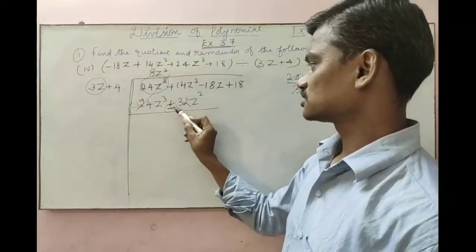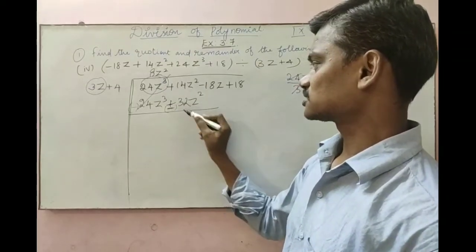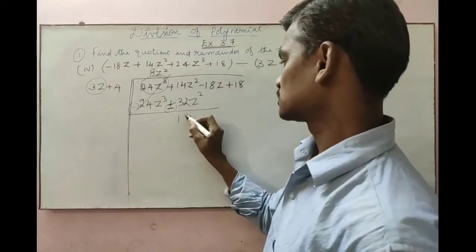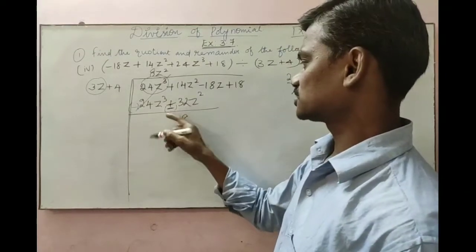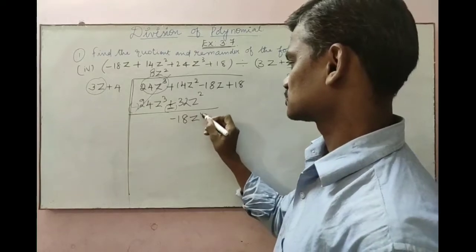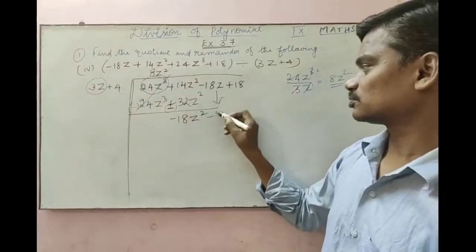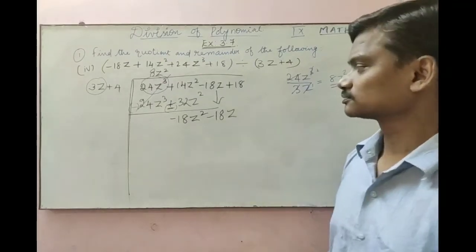14 is plus and 32 is minus. So you have to subtract these two. 32 minus 14 gives 18. The greater number is 32. The sign is minus. So I am going to put the minus sign. Next I am going to bring the next term, minus 18z.